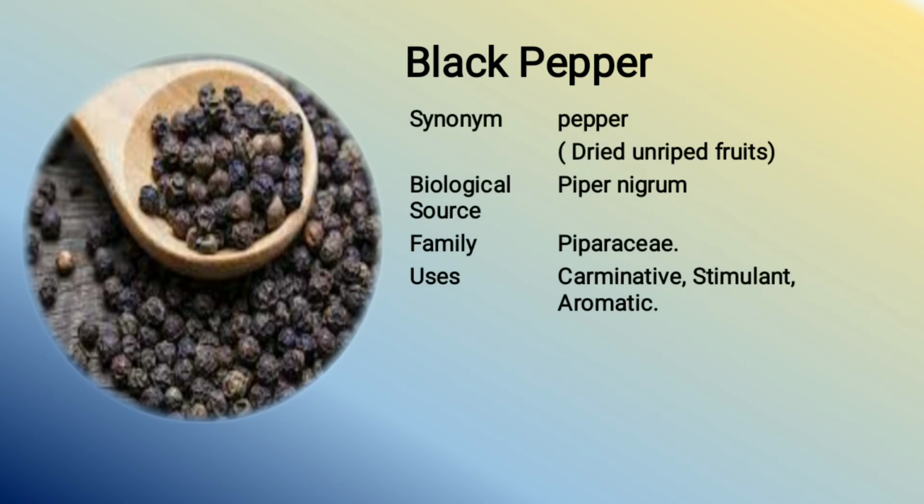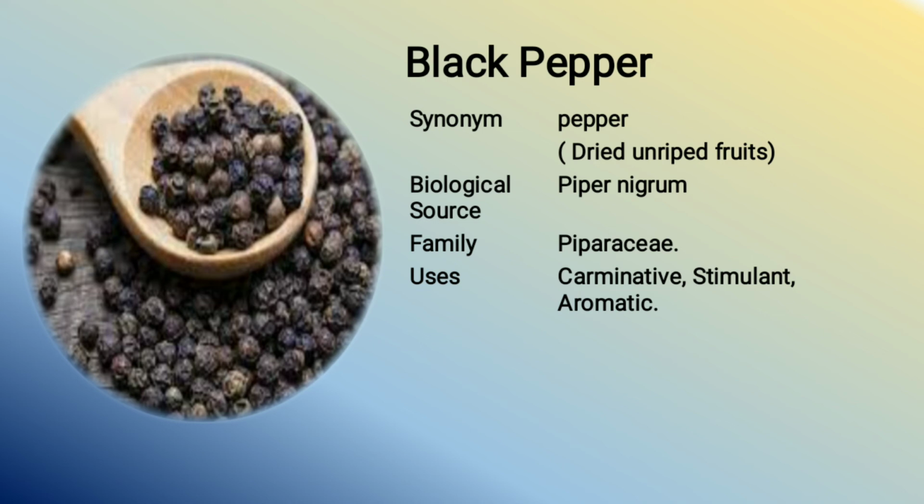Then moving to the next drug. So students, can you identify what is this? Yes, right. It's the image of black pepper. And its synonym, it is sometimes only known as pepper, and its biological source is, it consists of dried unripe fruits of Piper nigrum Linn, right? Belonging to family Piperaceae, and it is used as carminative, stimulant, as well as aromatic.